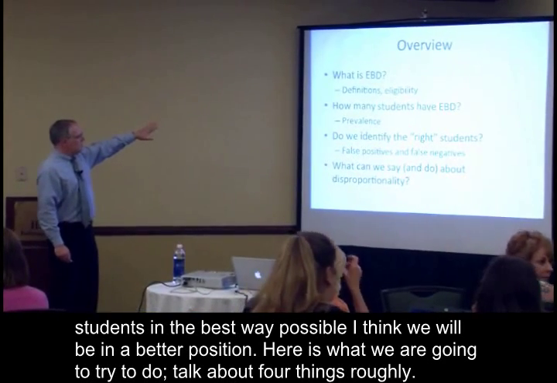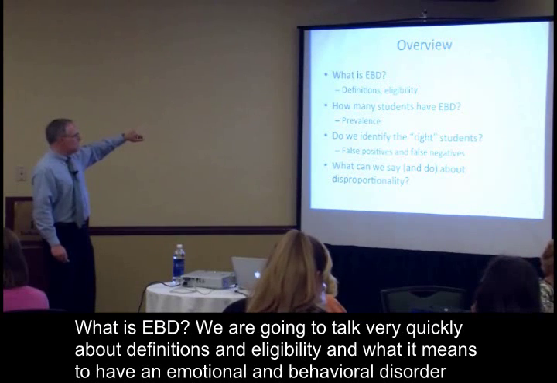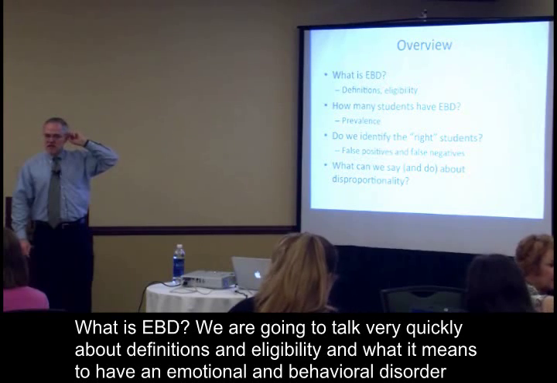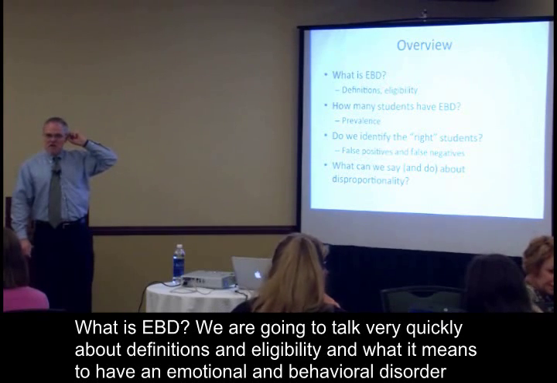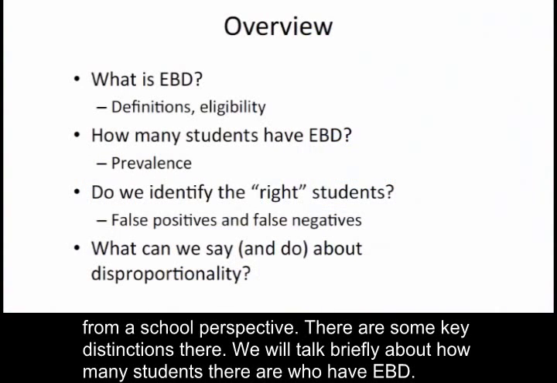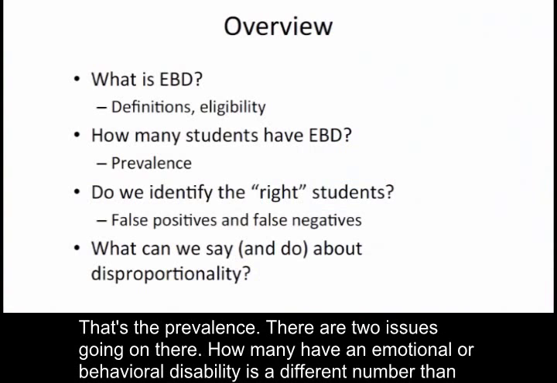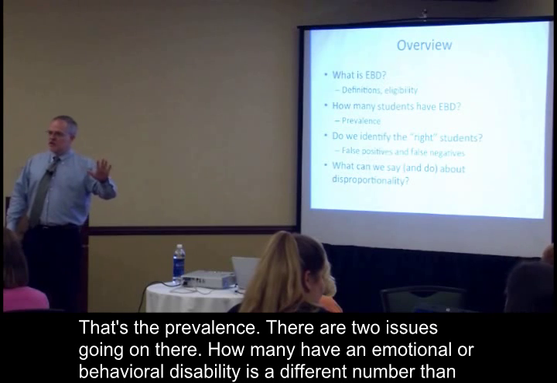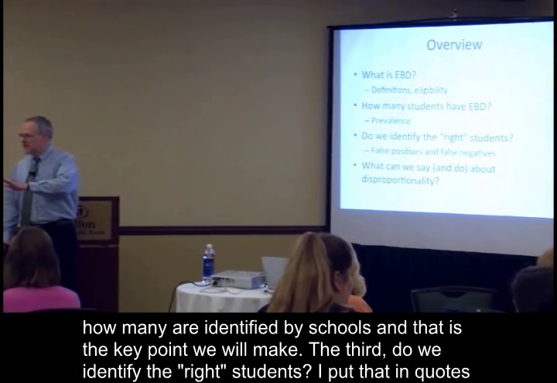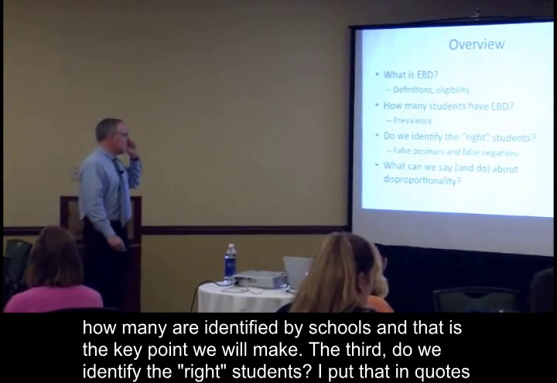Here's what we're going to try to do. Talk about four things roughly. What is EBD? We're going to talk very quickly about definitions and eligibility, what it means to have an emotional and behavioral disorder from a school perspective. And there's some key distinctions there. We'll talk briefly about how many students there are who have EBD. That's prevalence. There's two issues going on there. How many have an emotional or behavioral disability is a different number than how many are identified by schools. And that's the key point we'll make.